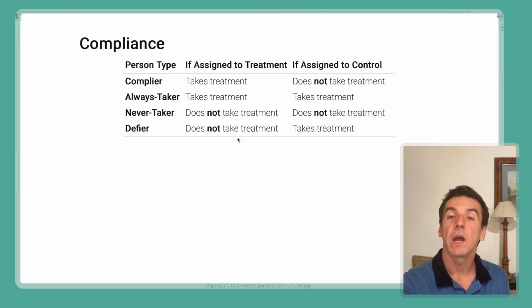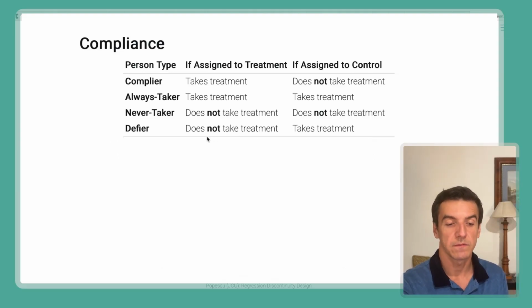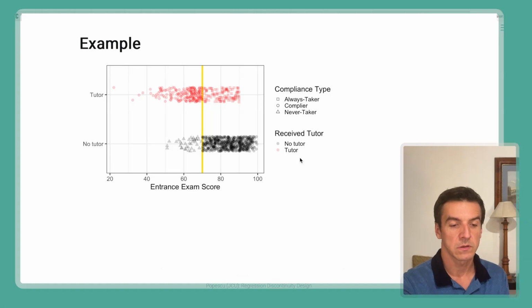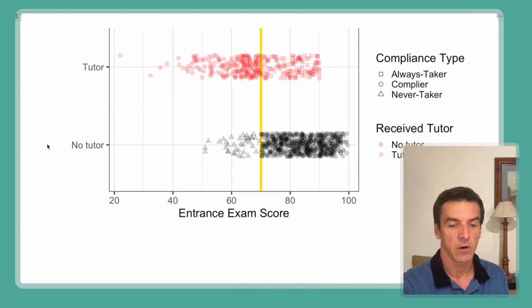And finally, we have a defier. A defier does not take the treatment even if they're assigned to the treatment, and takes the treatment if they're assigned to control. So this is what the situation would look like in our case.